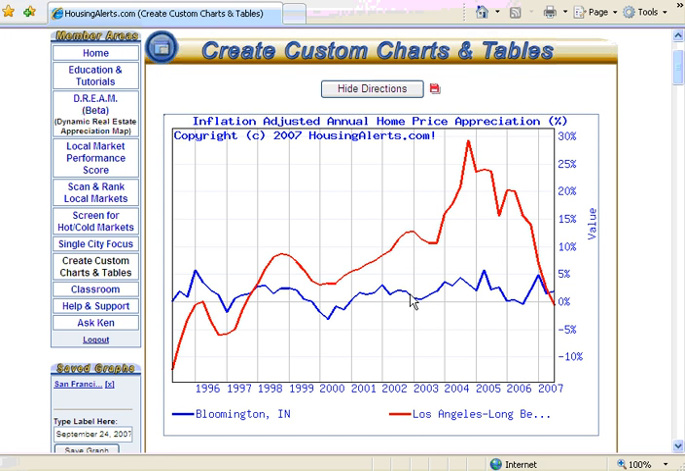They're vastly different patterns. The blue line, Bloomington, very typical of a Midwest city, very stable, nothing too radical either way. And by contrast, you've got Los Angeles, which is the opposite of that, volatile. Goes a long way down, goes a long way up.